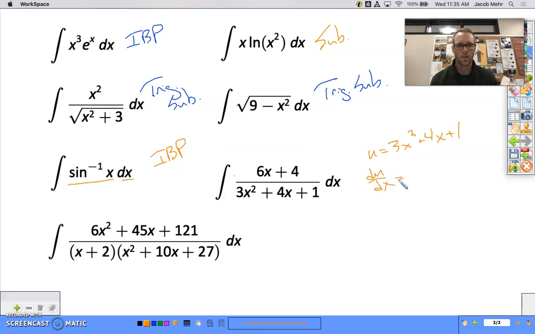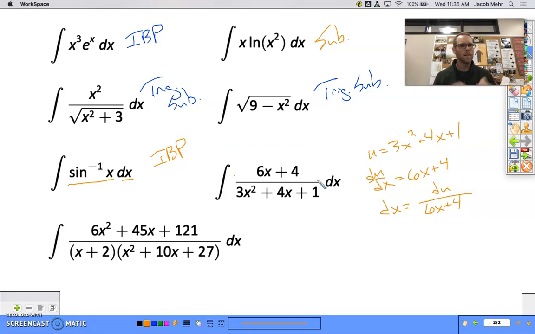du dx equals 6x plus 4. Oh, look at this. dx equals du over 6x plus 4. And actually what ends up happening here? So I was so close to saying, let's do partial fractions.